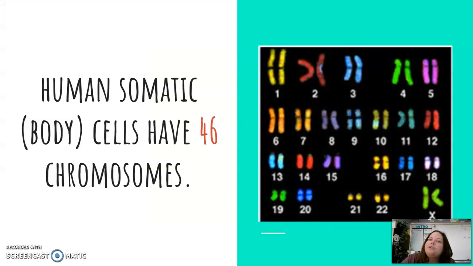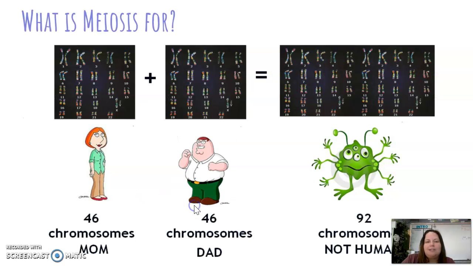All right, so it's important to start off knowing that human somatic cells have 46 chromosomes. Our somatic cells are our body cells, so that's hair cells, skin cells, stomach cells, bone cells. Anything that makes up our body is considered a somatic cell, and those have 46 chromosomes. They have 23 pairs of chromosomes, and that equals 46.